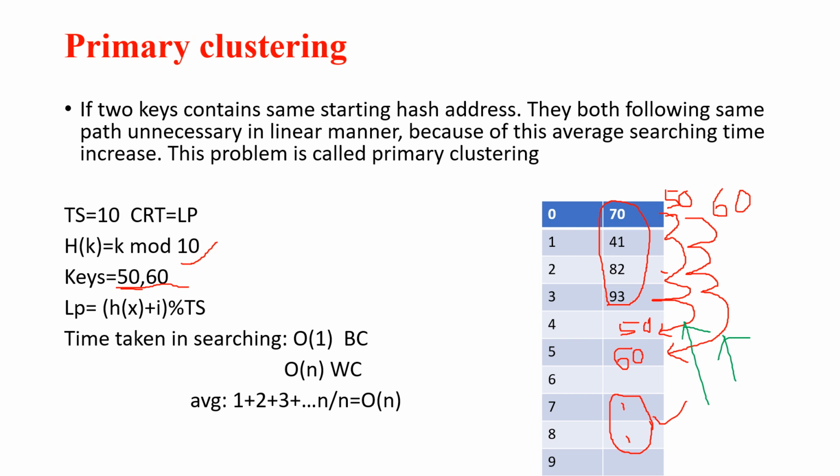So if you observe here, while inserting 50 and while inserting 60, both are following the same path. Because of that reason, the worst case time complexity as well as the average case time complexity is order of n, and this problem is called the primary clustering problem.